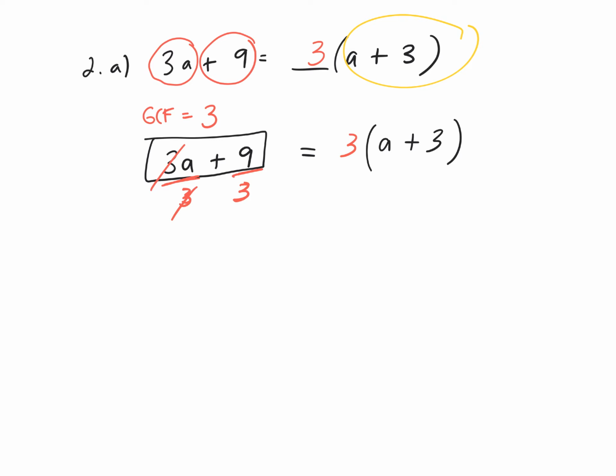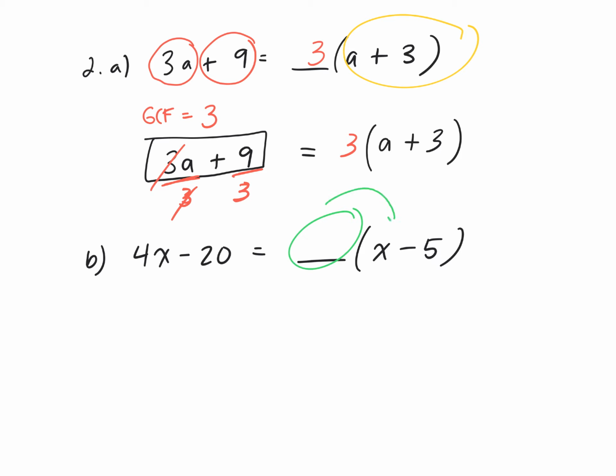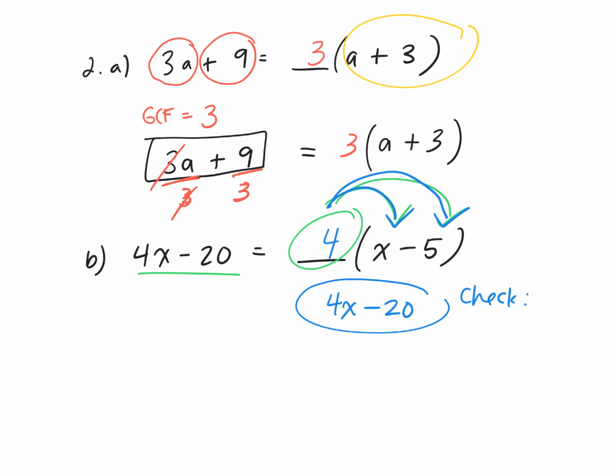Okay, B. The missing factor. What times x minus 5 gives you 4x minus 20? What number do you have to put in front of that? This is back to, we're expanding to get back to it. Yep. 4. Good. And let's check, does it make sense? 4 times x is 4x. 4 times negative 5 is negative 20. Check your answer. If when you expand it, you get back to the original question, then you know that this has been factored properly.